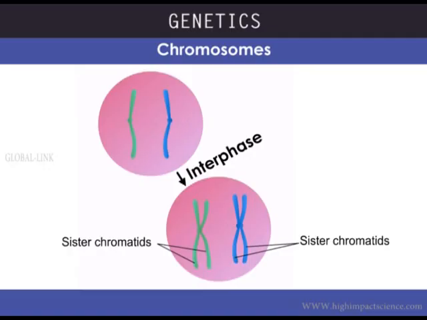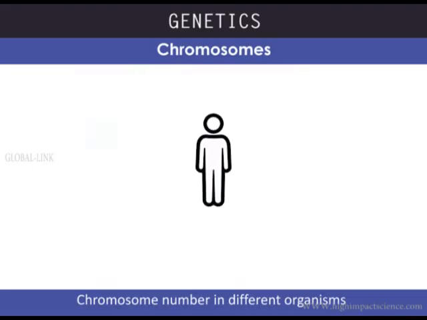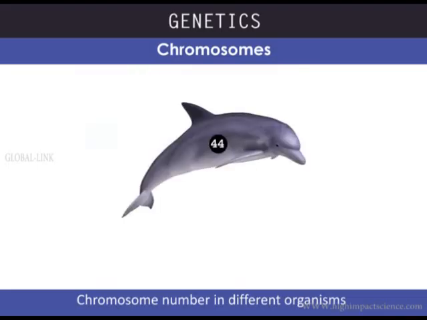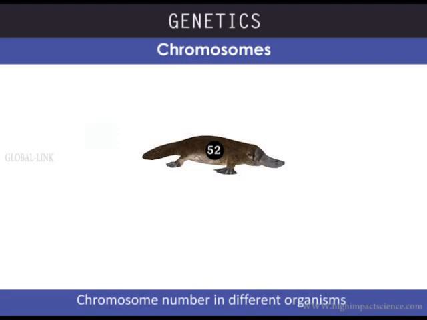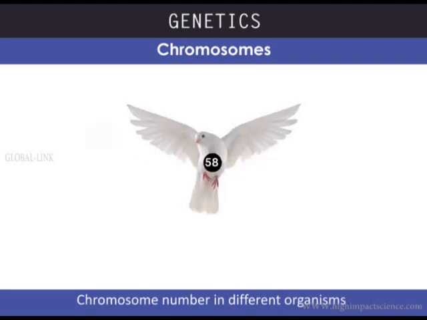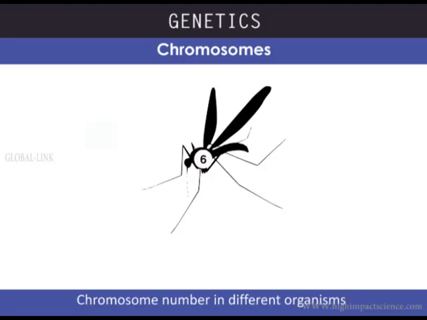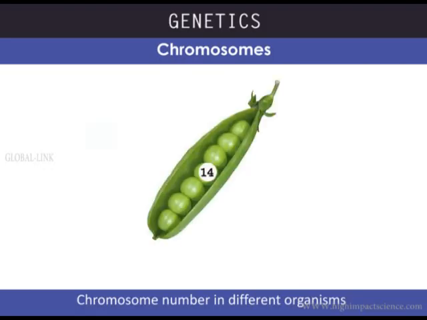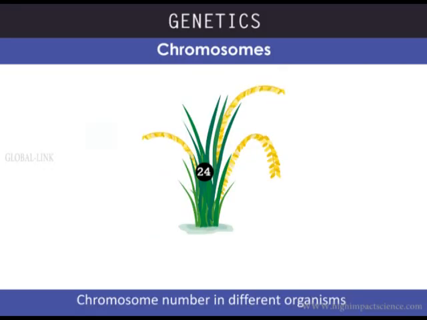Different organisms have different numbers of chromosomes. For example, humans have 23 pairs, dolphins have 44, platypus has 52, doves have 58, mosquitoes have 6, bees have 14, rice has 24, and so on. And so you can see the chromosome number is not necessarily related to the complexity of the organisms.